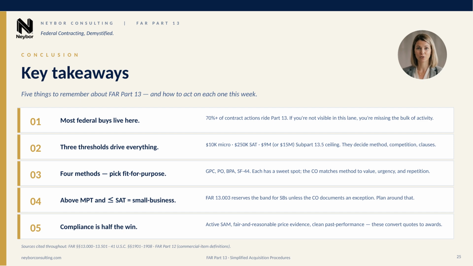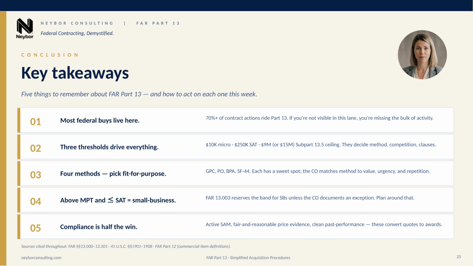2. 3 thresholds drive every decision in this part: $10,000 for micropurchase, $250,000 for the Simplified Acquisition Threshold, and $9 million or $15 million for the Subpart 13.5 ceiling. They decide which method, which competition rule, and which clauses.